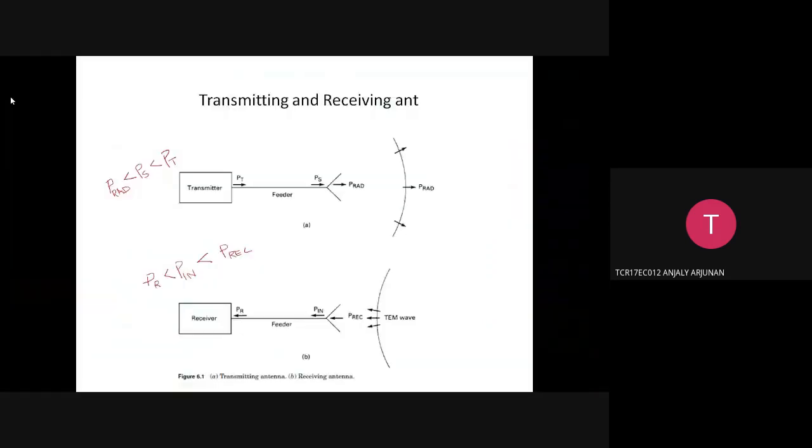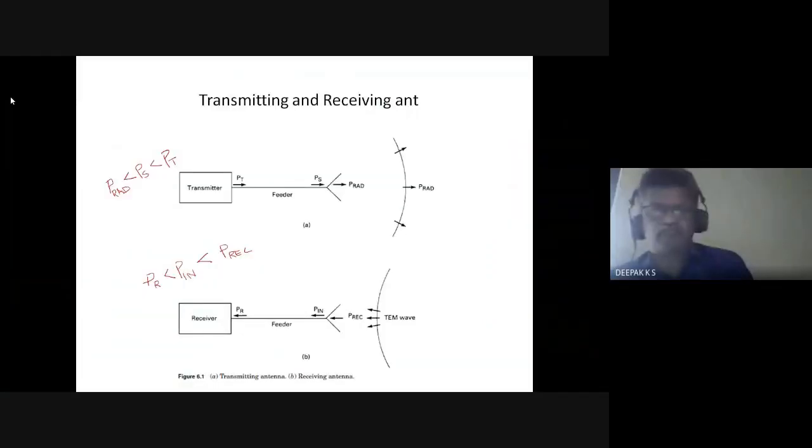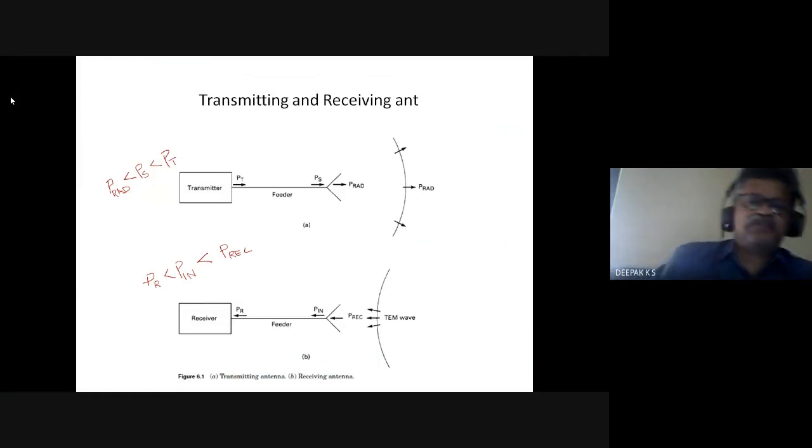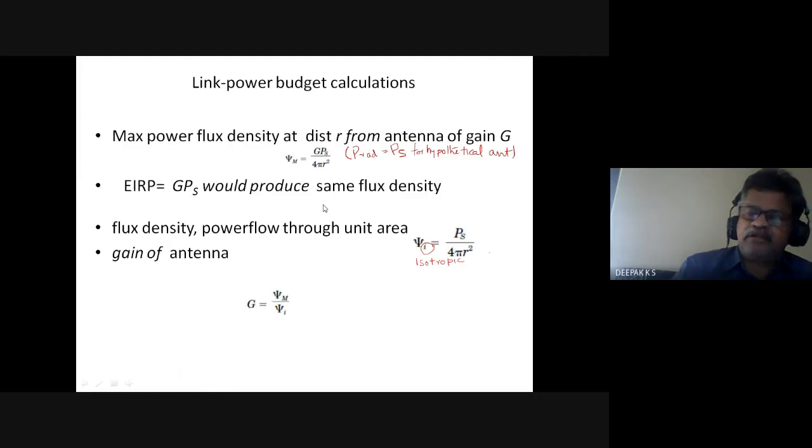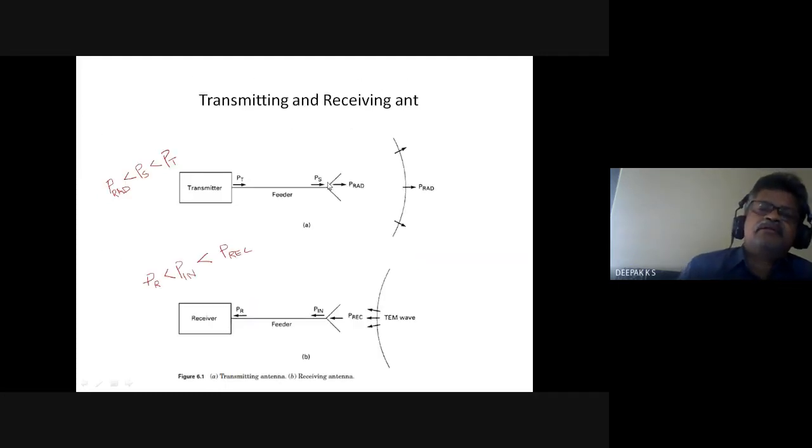So yesterday, we started with some equations regarding antennas. So we saw that the transmitter connects through some feeder to the antenna and power is radiated. So that is less than the power here, and that is again less than the power here.